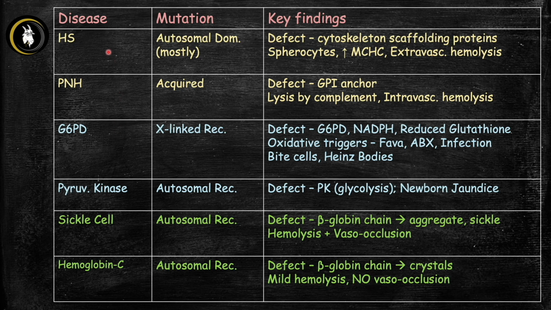Final point here is that these top two diseases in the yellow color are problems where there's a membrane defect in the red blood cells. These two in the blue are problems where it's an enzyme deficiency in the red blood cells. And finally, these two are a problem with abnormal hemoglobin formation in the red blood cells.